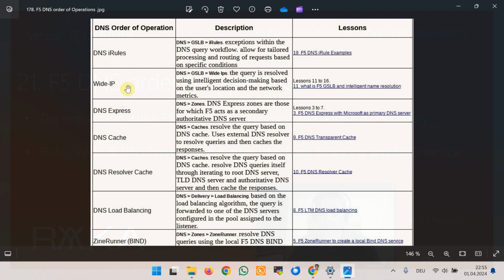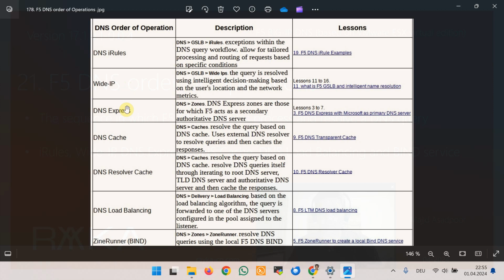If a DNS query does not correspond to any pre-configured iRules, it proceeds to the wide IP module. The system then checks for a wide IP that matches the query. If a match is found, the query is resolved using intelligent decision making based on the user's location and the network metrics configured within wide IP setting.